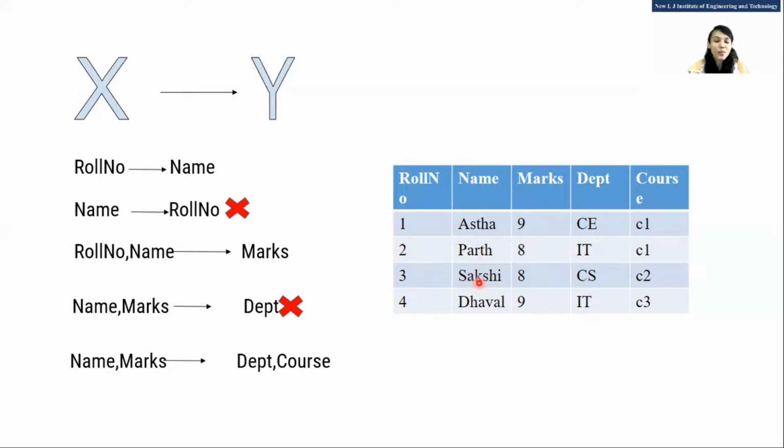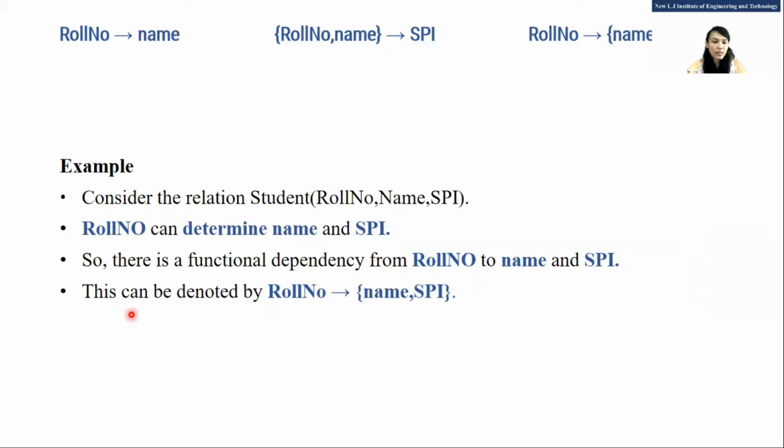So you can't exactly tell me that this Sakshi with marks 8 is taking which course. So this is also wrong. So here, with the same table, we have a different possible functional dependency, where roll number determines name. So yes, we can get the name using roll number.